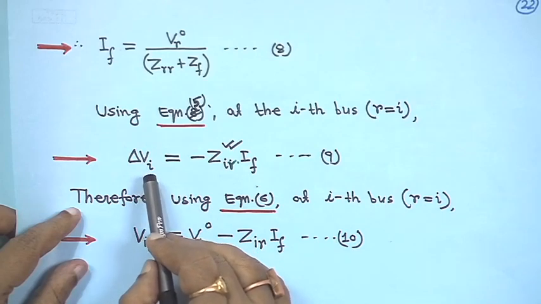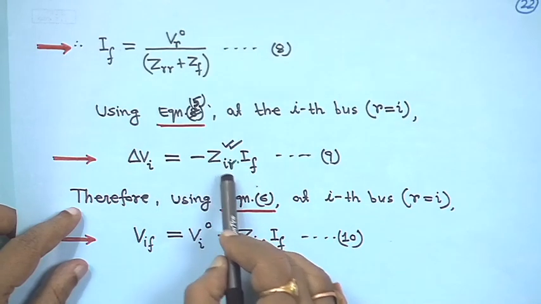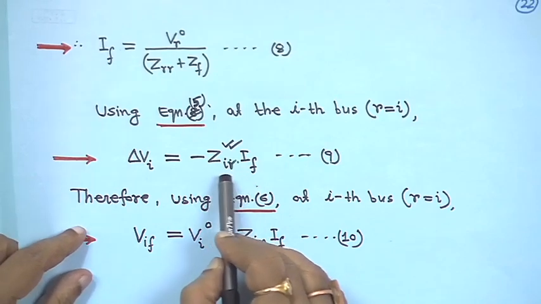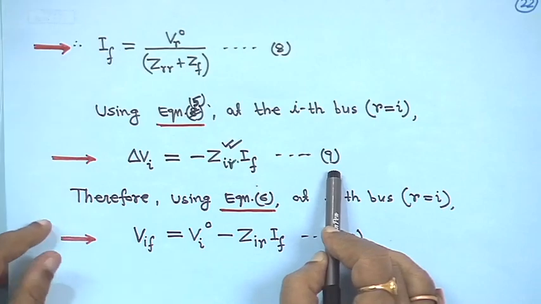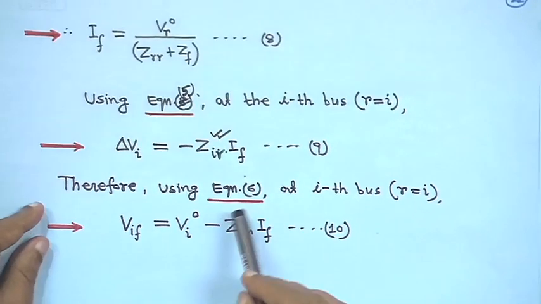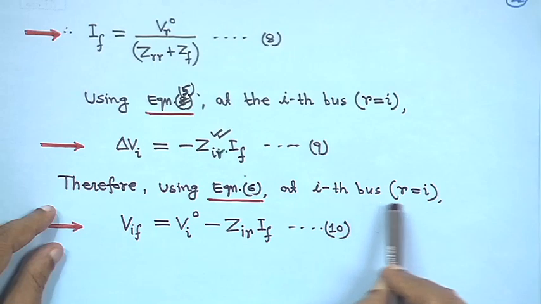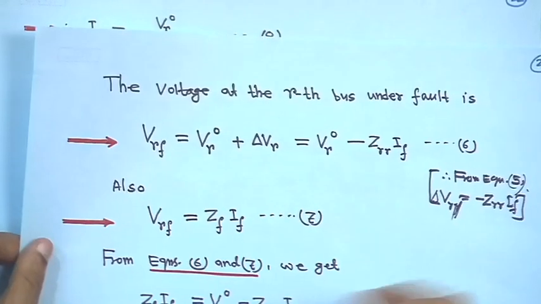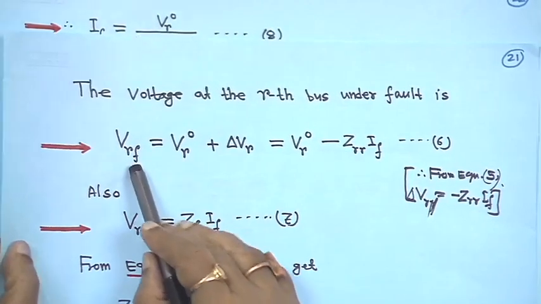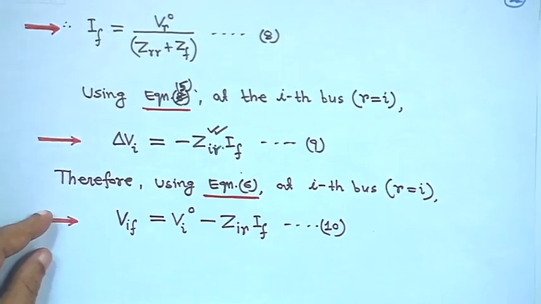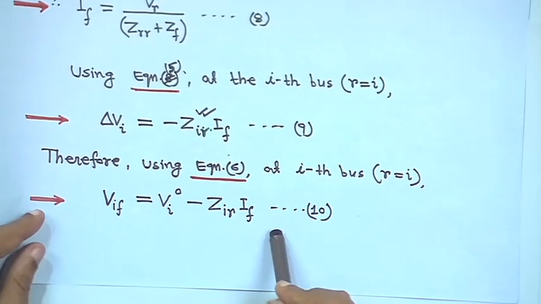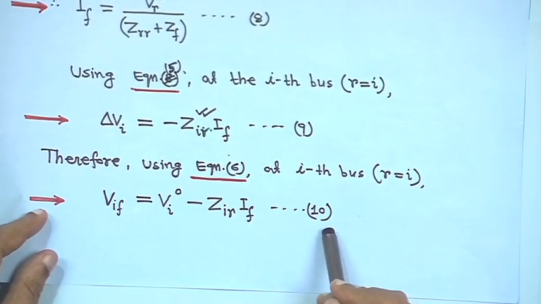So, that equation will become ΔVi is equal to minus ZIR into IF, right. Do not make it ZII, then it will be a mistake. This is equation 9, right. Therefore, using equation 6 at the ith bus, in equation 6 you put R equal to I, right. So, in that case VIF will become VI0 minus ZIR into IF. This is equation 10, right.